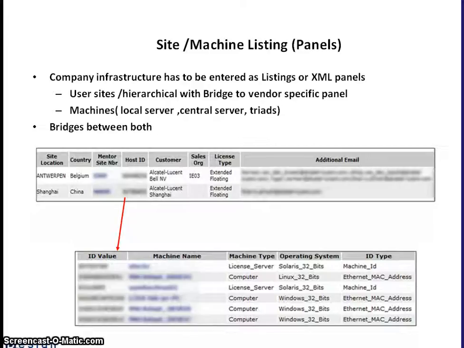When you click on the host ID, you go to the second item of this ecosystem, which is the machine panel. The listing of all the machines of the company must be available. You have an ID, and immediately you have a machine name, a machine type, an operating system, and an ID type. So you see that's not so simple. You have site information, and on the site you have machines, and you have to bridge to the machine panel. So you have site machine and machine panel. The site machine is hierarchical, and you will call sub-panels related to different vendors. When it works well, it's extremely easy to manipulate.